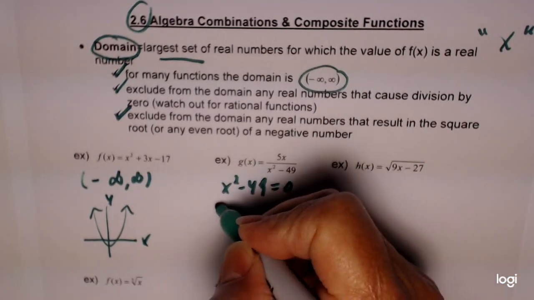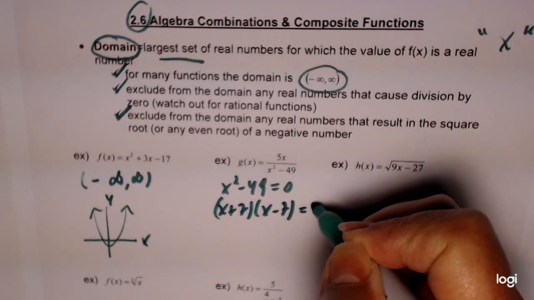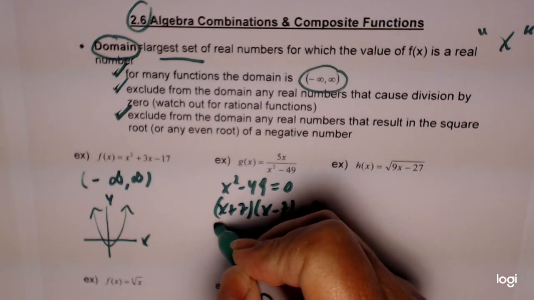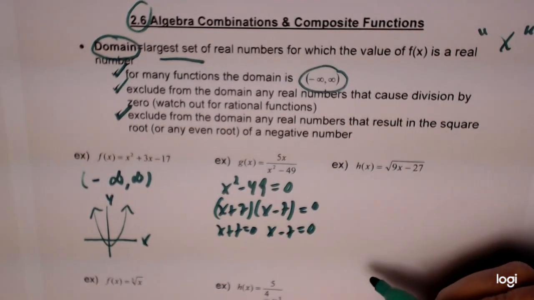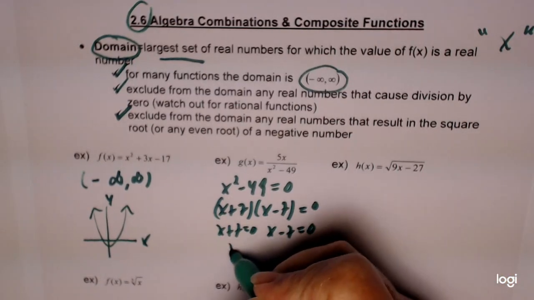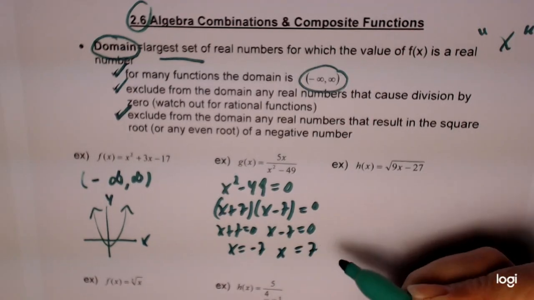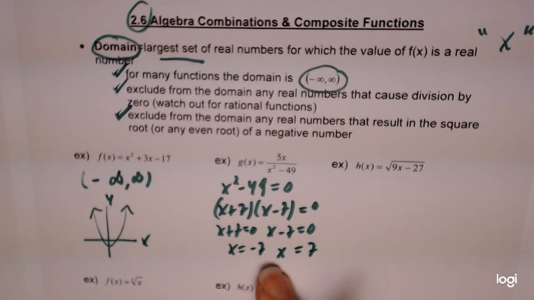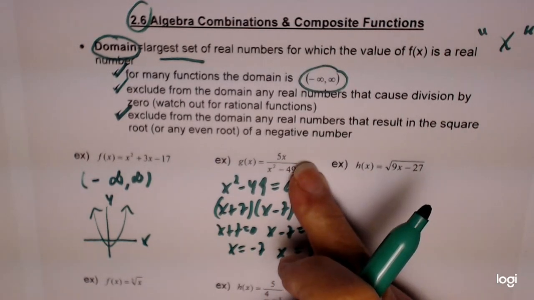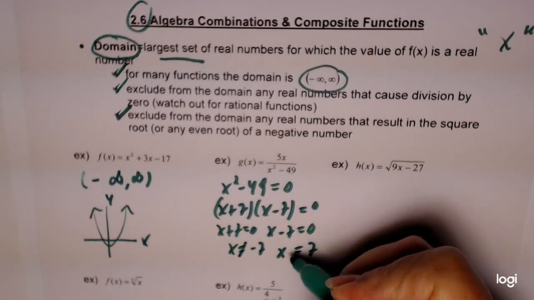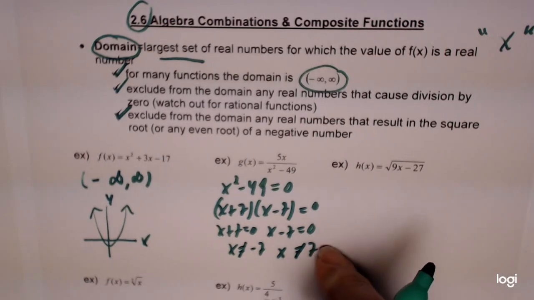So there's a few methods you could use to solve this. I am going to factor: x plus 7, x minus 7 equals 0. So here I have x plus 7 equals 0, x minus 7 equals 0. Set each factor equal to 0 to solve. So we get x equals negative 7 and x equals 7. These are the values that when we go back and substitute into our denominator would create zeros. So I'm going to put this little not equal sign there saying x can't be those values.